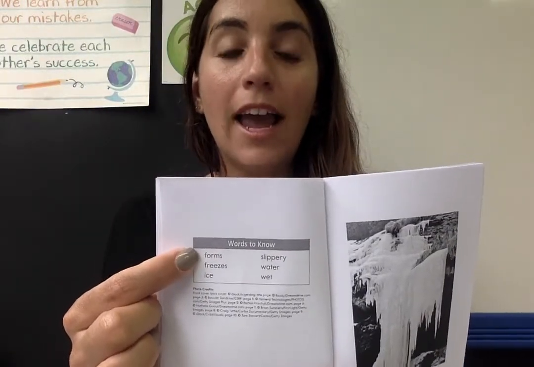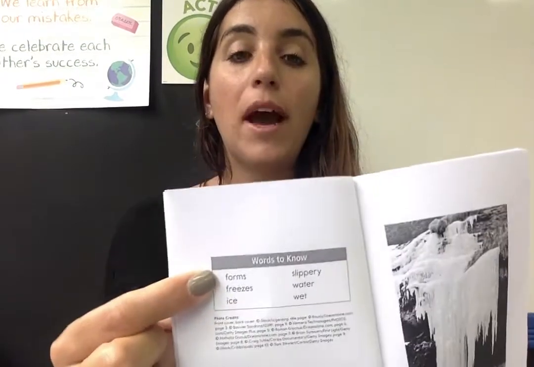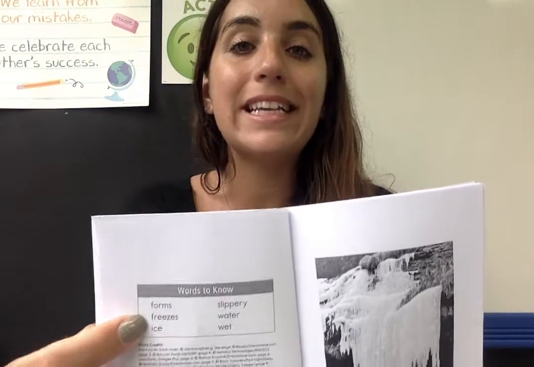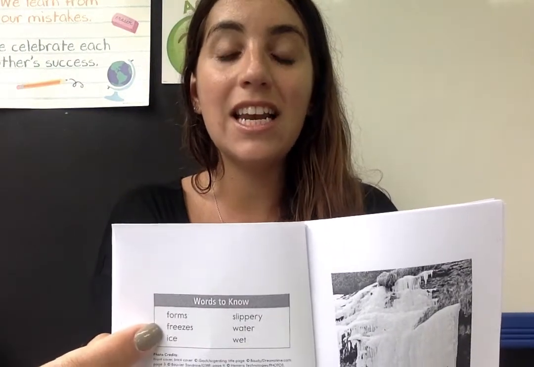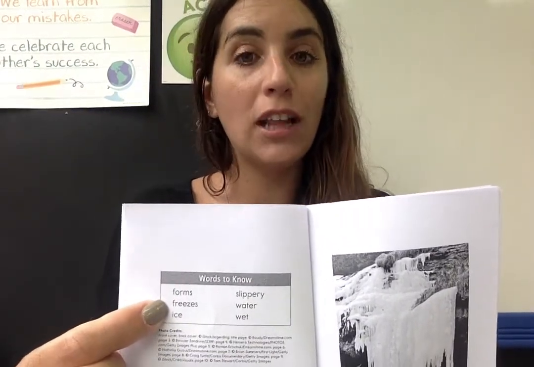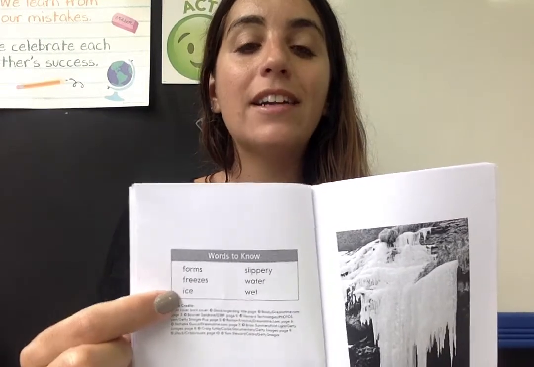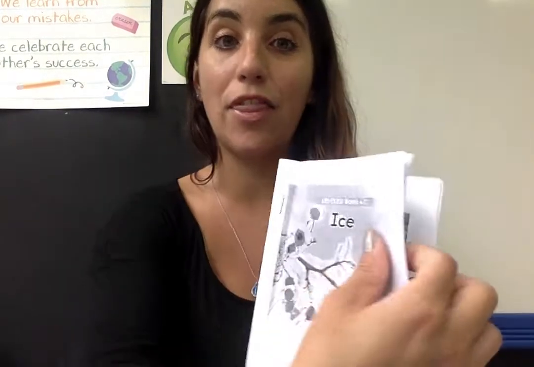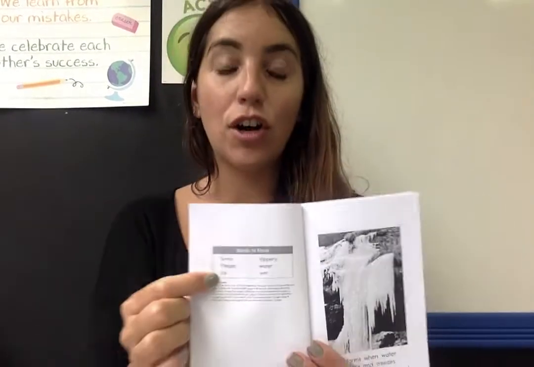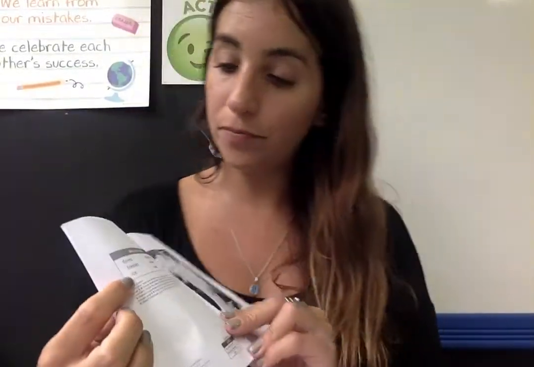Our first word is form. And form is a verb. É o verbo formar, okay? Our next word is freezes. That is another verb, congelar. Okay, our next word is ice, the title of the book. That is not a verb, that is a noun, substantivo. And it is the noun in Portuguese for gelo.